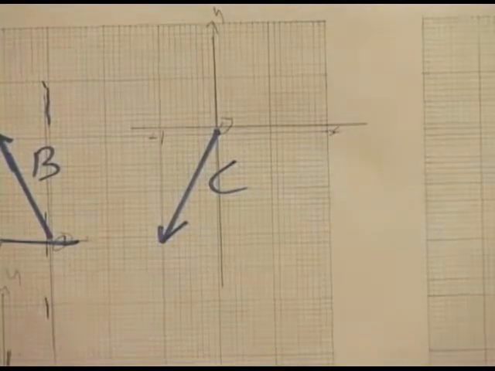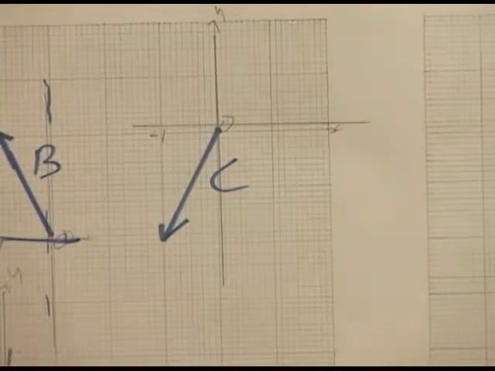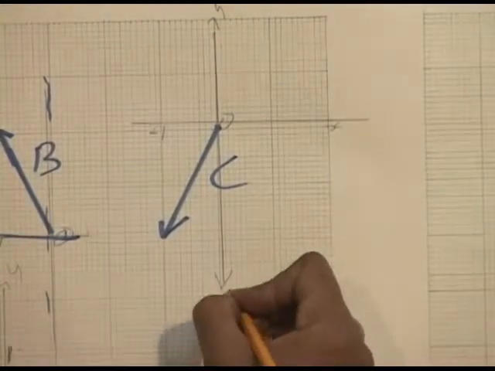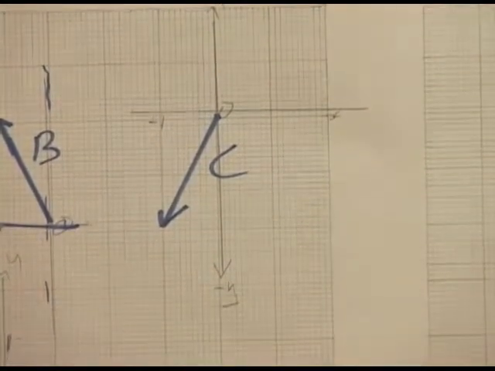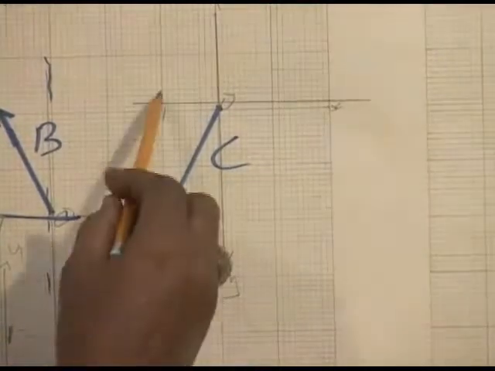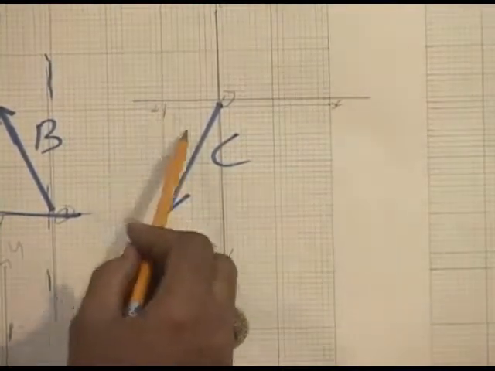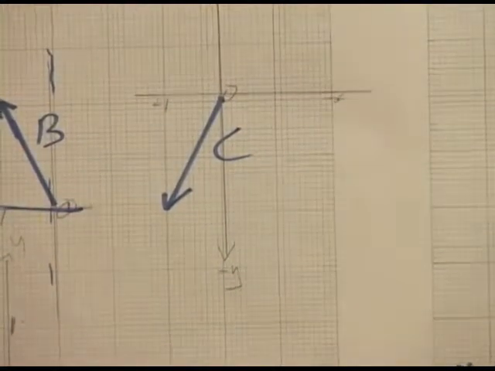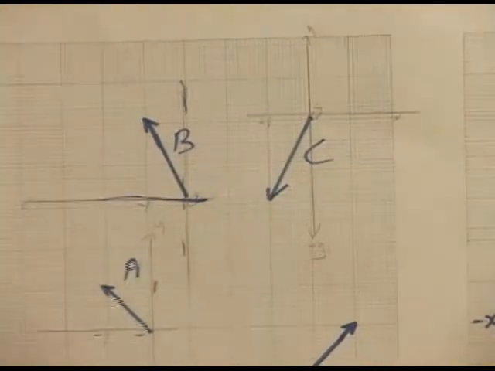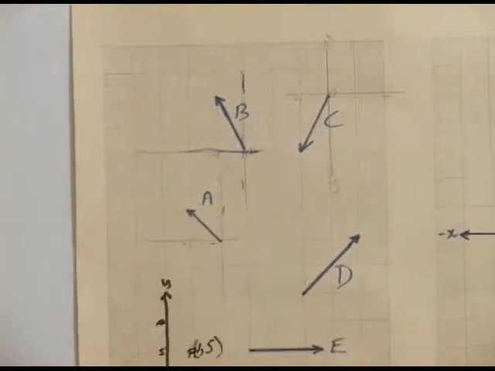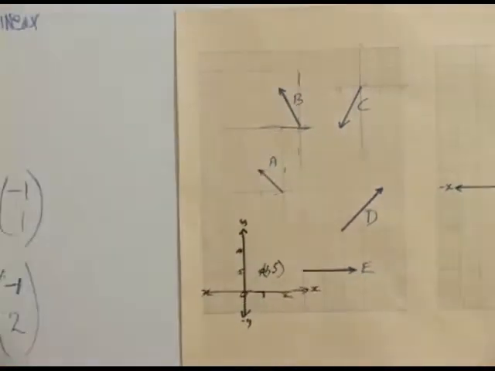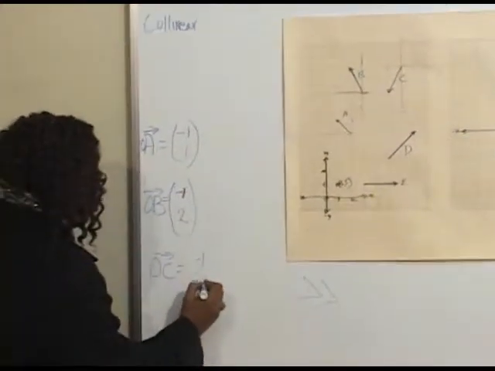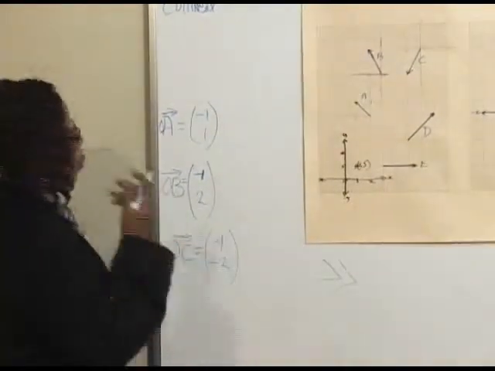And where are we going again this time? We are stepping down. Anything beneath the horizontal line is a negative value for our y. Okay? And how many squares are we going down? How many steps are we calling them? It would be 1, 2. So that OC, the column or position vector for our OC, would be equal to (-1, -2). That is what we're getting.